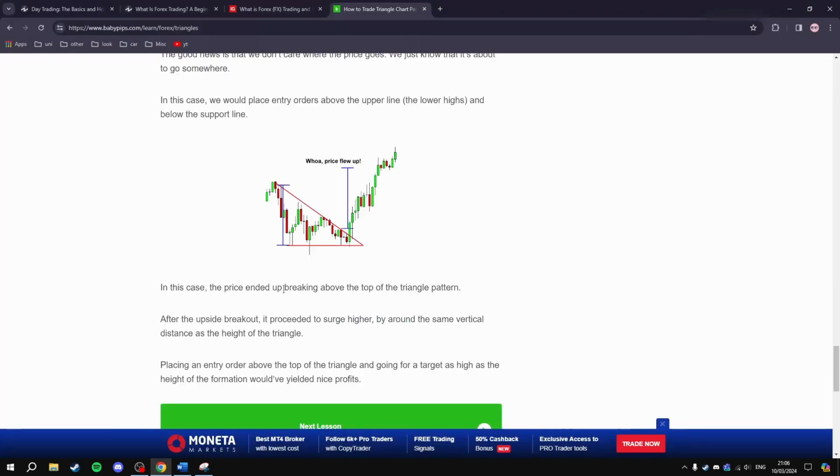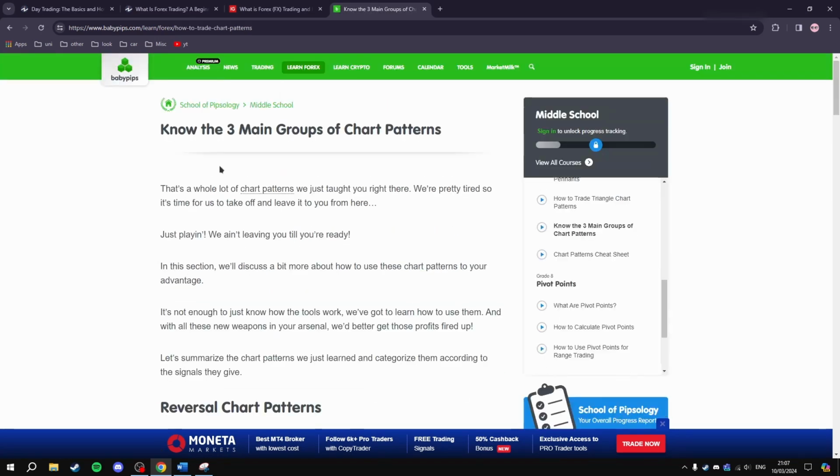In this case, the price then ended up breaking above the top of the triangle pattern. After the upside breakout, it proceeded to surge higher by around the same vertical distance as the height of the triangle. Placing an entry order above the top of the triangle and going for a target as high as the height of the formation would have yielded nice profits. Next lesson: know the three main groups of chart patterns.